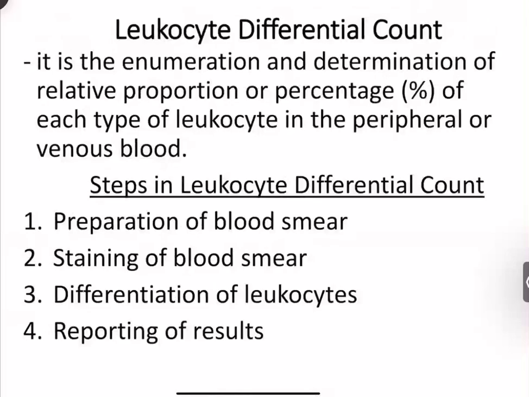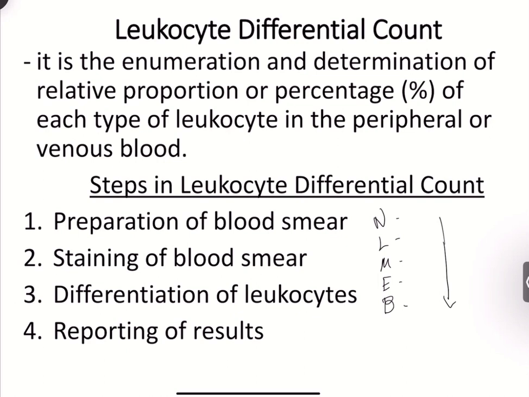Okay? So, what again are we counting here? Neutrophils, lymphocytes, monocyte, eosinophil, and basophil. So, this is the normal distribution of your WBC from the highest number. Your neutrophils have the highest count. Going to your basophil, which is the lowest count.